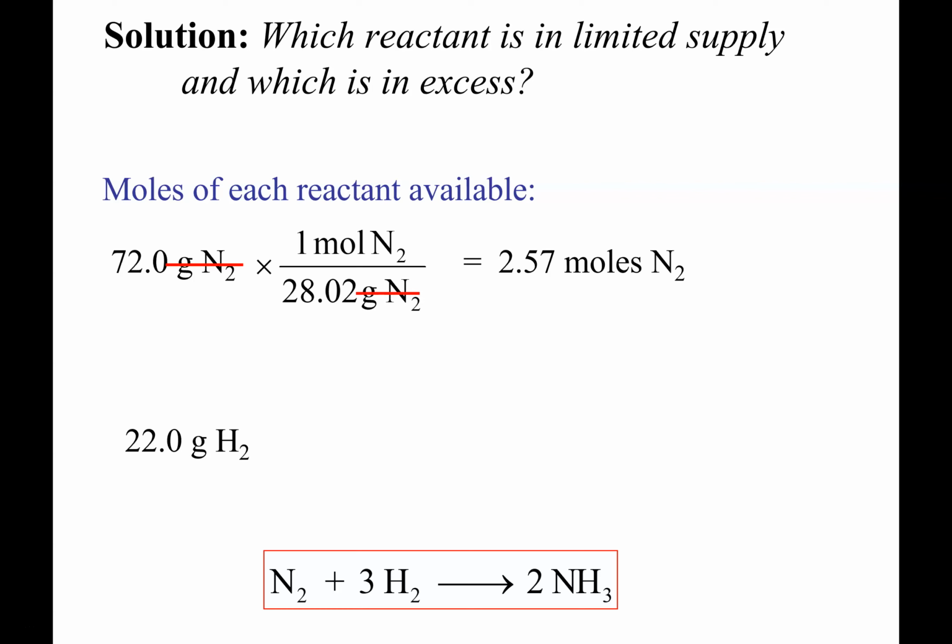I'm going to put it up on the board. That's our moles of N2. We're going to do a similar thing with the H2. We're going to take the grams, 22.0 grams of H2, use the molar mass, which is 2.016 grams per mole. We're going to use the flipped version of that, 1 mole of H2 over 2.016 grams of H2. Units of grams of H2 cancel. Rounding to 3 sig figs, you're looking at 10.9 moles of H2.